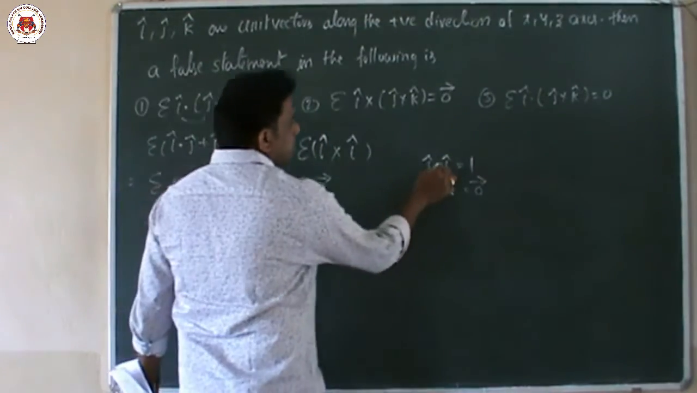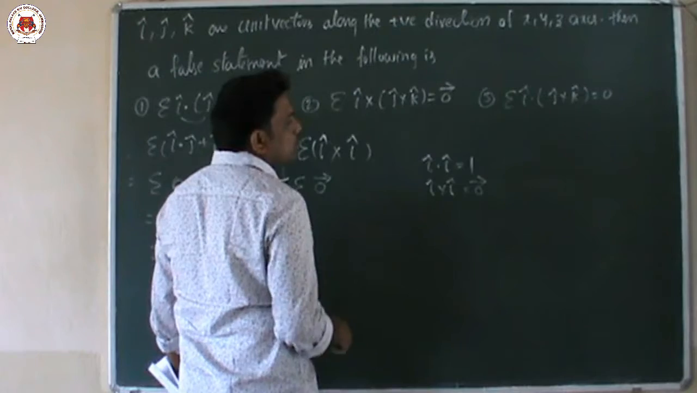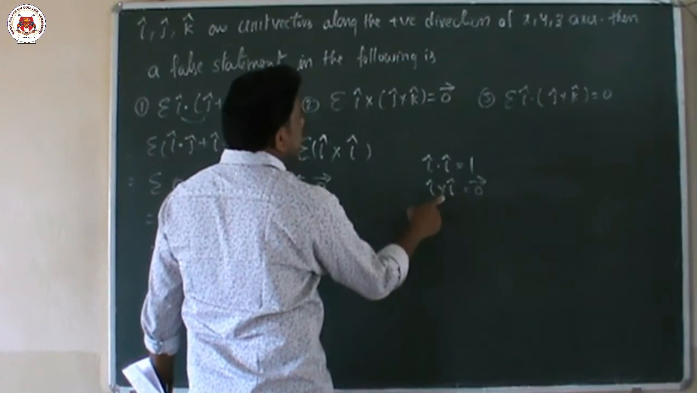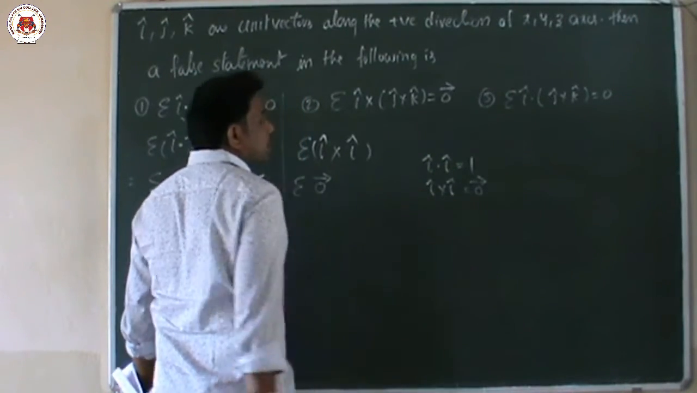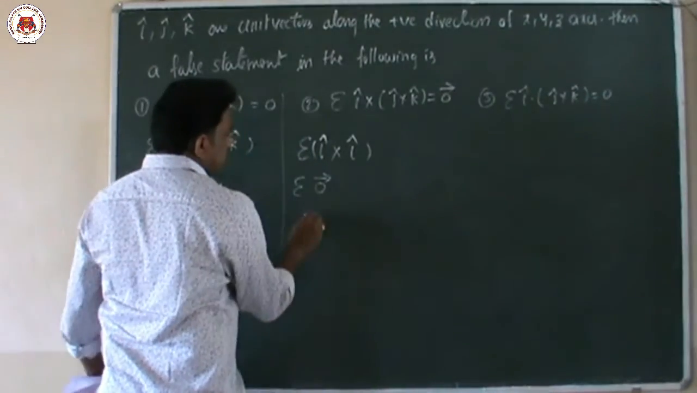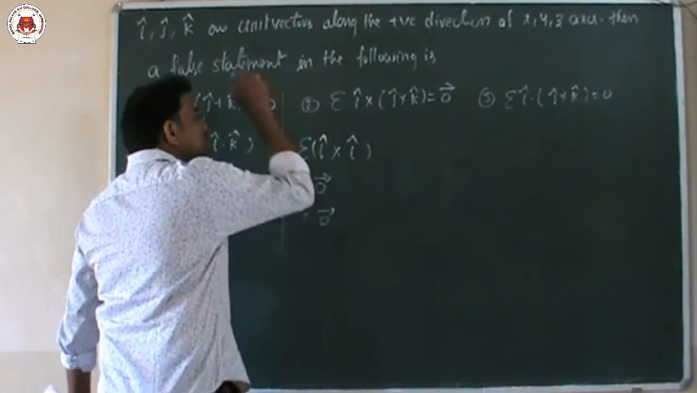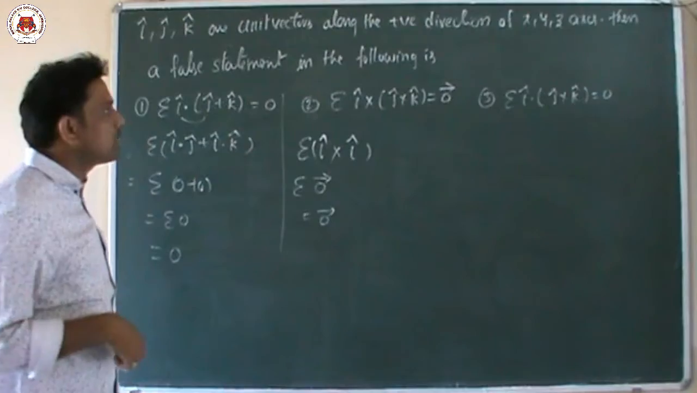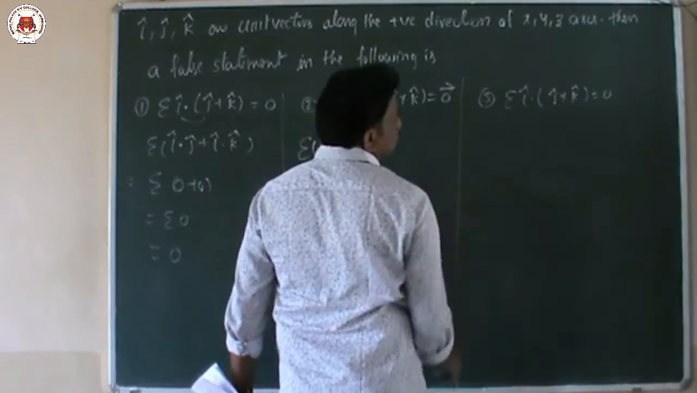The dot product between like vectors is equal to 1, but in the cross product between like vectors, its value is equal to 0 vector. So the summation of 0 vectors is nothing but 0 vector. So this is also a true statement. We want the false statement. Then come to the third one.